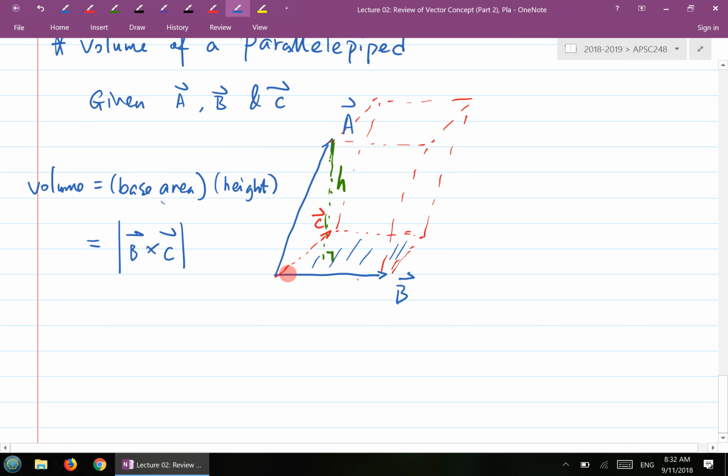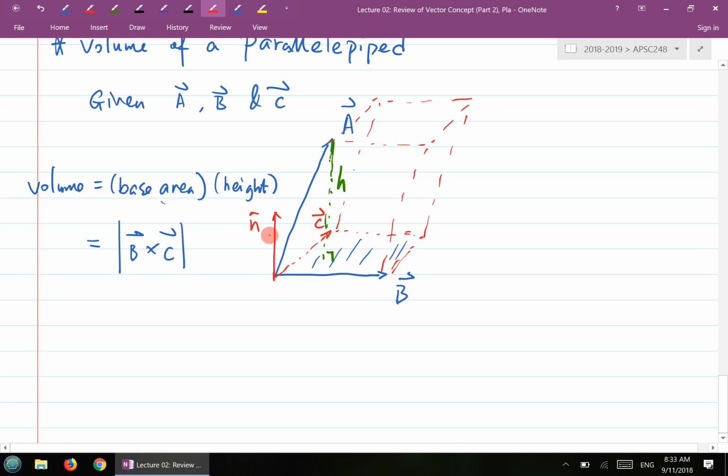So here is the plane. I need a direction that is perpendicular to the plane formed by B and C. Let's call it n hat. So n hat is perpendicular to B and C. If I can find n hat, then all I need to do is use A dot n hat. That'll give me the h here.